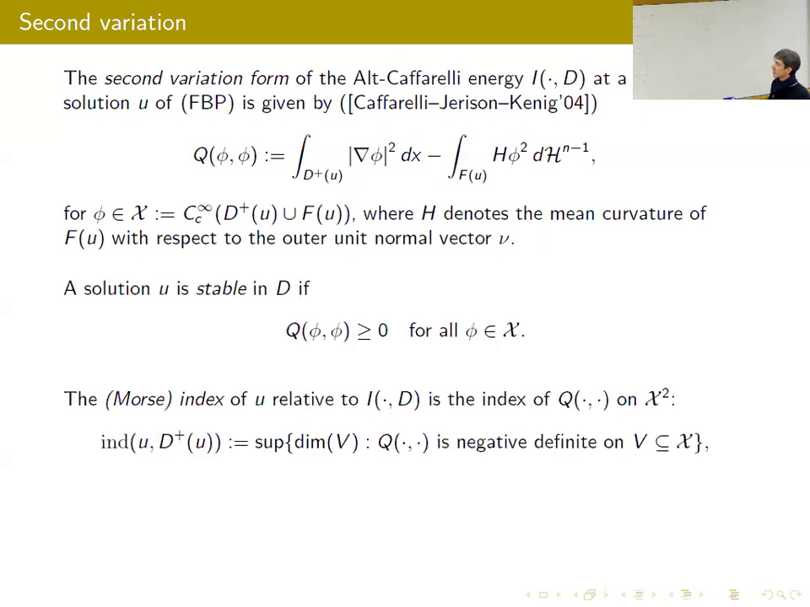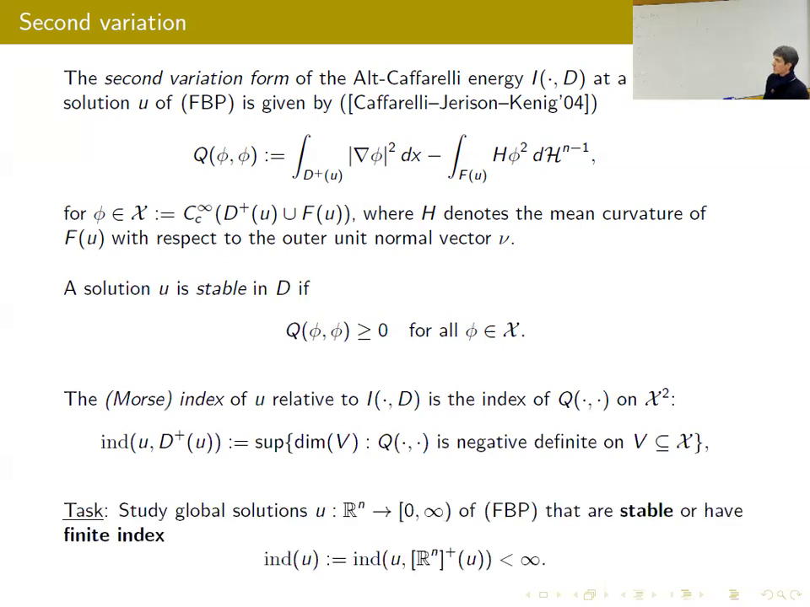Then we're going to call a solution stable if the form is always non-negative. And the Morse index of u will be the largest dimension of a subspace of this function space X, the test functions, on which the form is strictly negative definite. Since we're interested in global solutions, we're also going to define the global index, which is just the index when the domain is R^n.